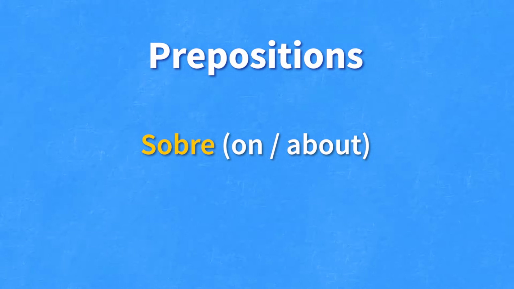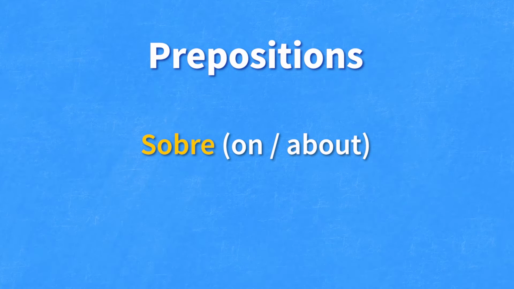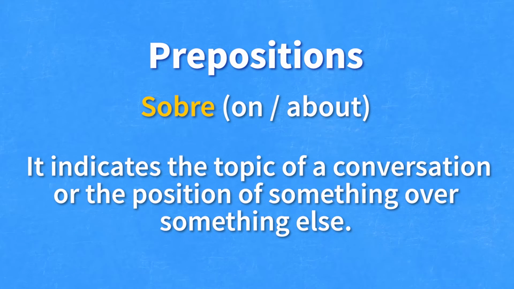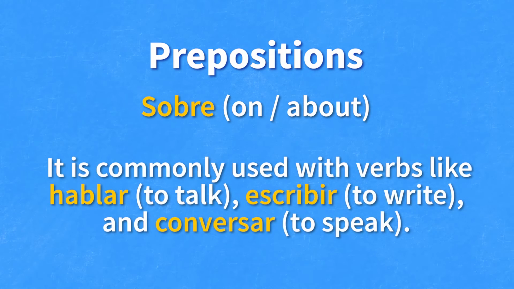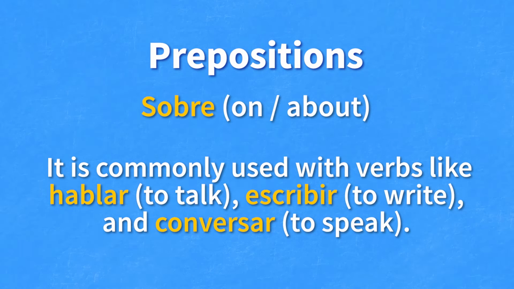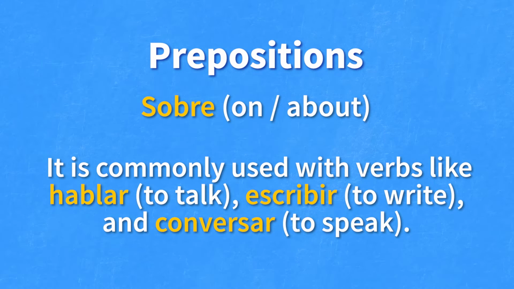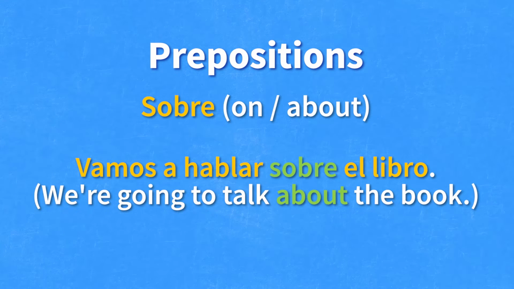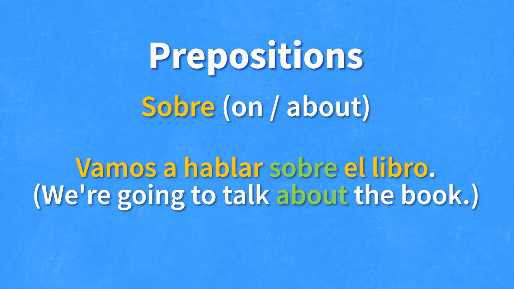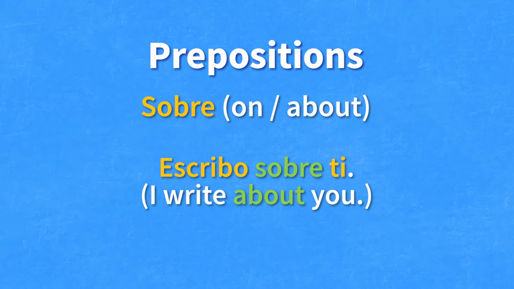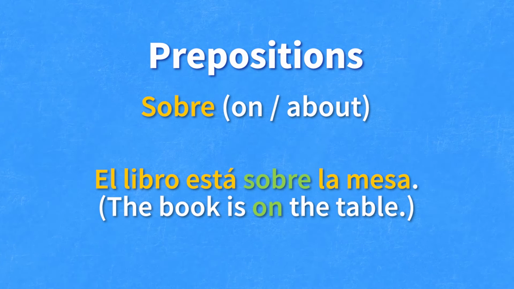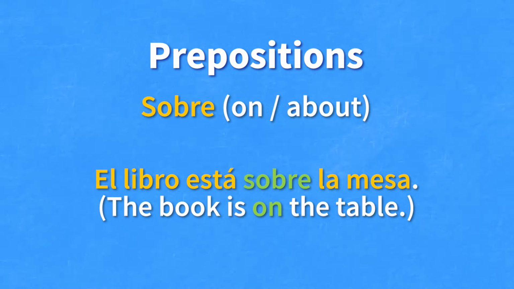Sobre. Sobre means on or about. It indicates the topic of a conversation or the position of something over something else. It is commonly used with verbs like hablar, escribir, and conversar. For example, vamos a hablar sobre el libro. We're going to talk about the book. Escribo sobre ti. I write about you. El libro está sobre la mesa. The book is on the table.